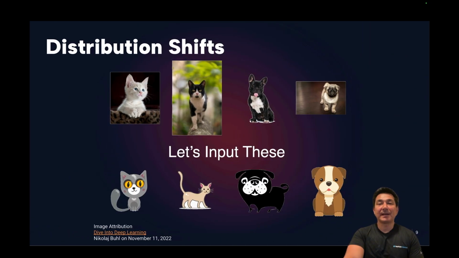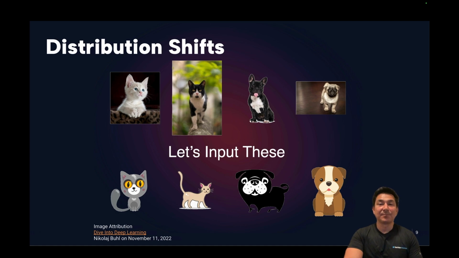A distribution shift happens when the data your model sees during deployment is different from the data that it was trained on. This misalignment can lead to degraded performance and unexpected failures. Here, the top set of images show a classifier that was trained on real-world photos of cats and dogs. In contrast, the bottom set displays cartoon images.